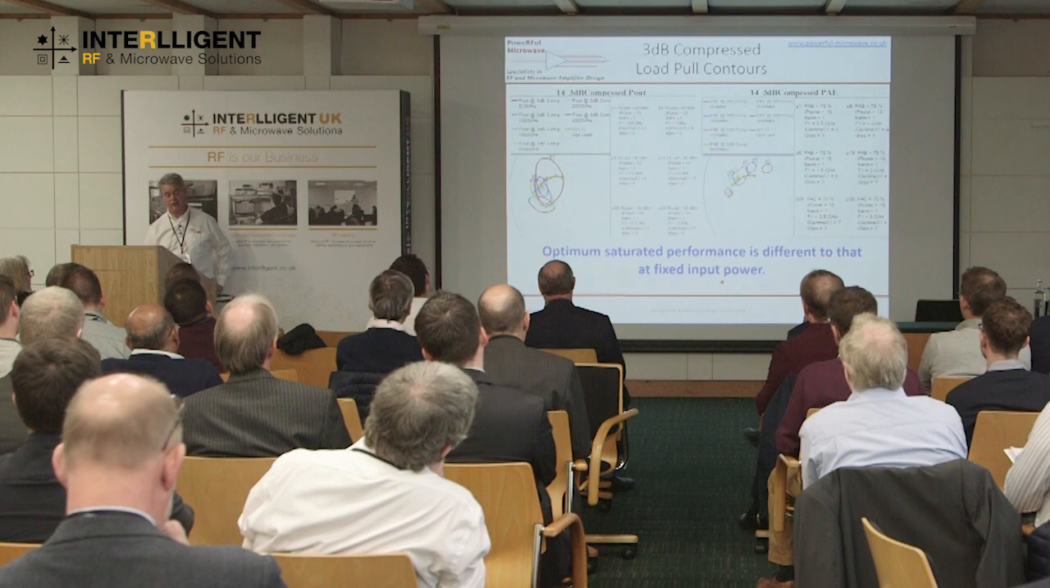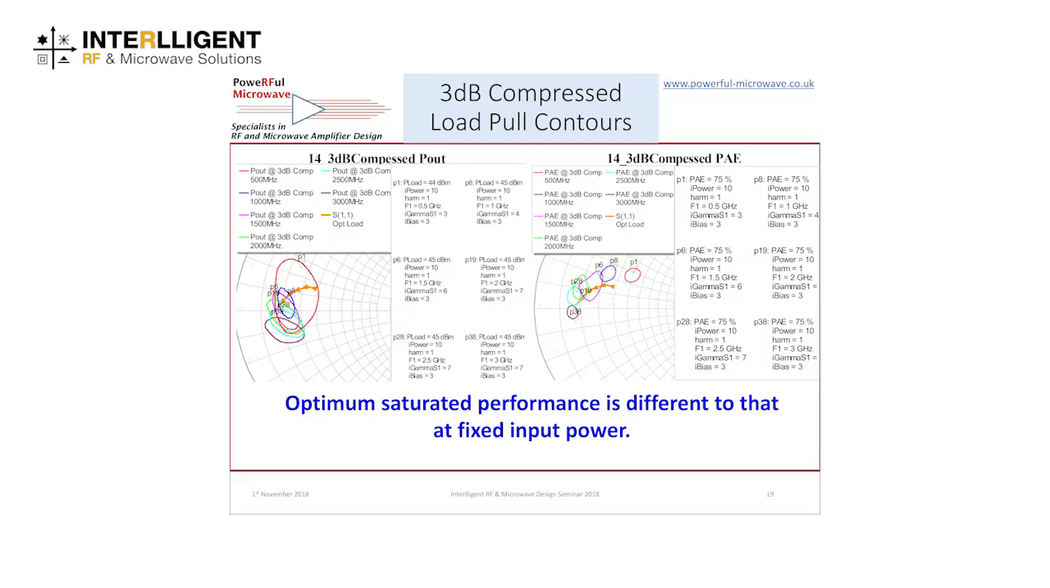And we can do that same thing and look at efficiency. So on the left-hand side we've got the power contours, and on the right-hand side we've got 75% PAE contours. And you can see there's a bit more dispersion when it comes to the PAE as opposed to the power.